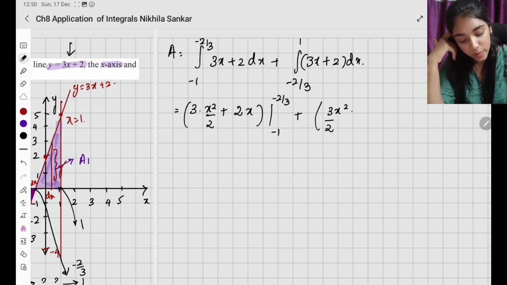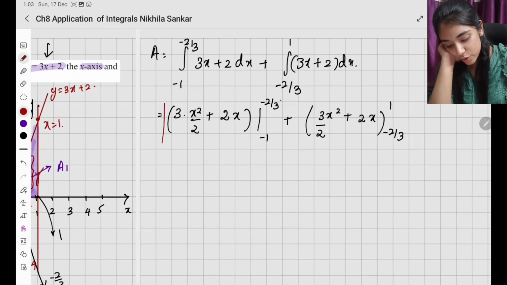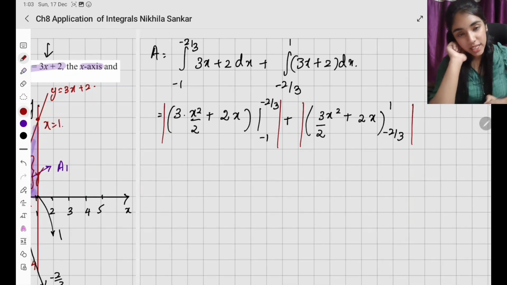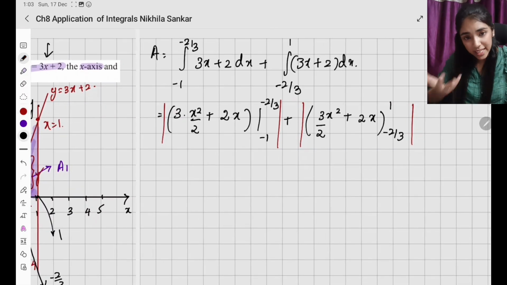I'll write 3 by 2x square plus 2 is a constant times x from minus 2 by 3 to 1. You always have to remember that you have to take the absolute value. It is going to be area 1 plus area 2. So you always have to take the absolute value, and area cannot be negative.